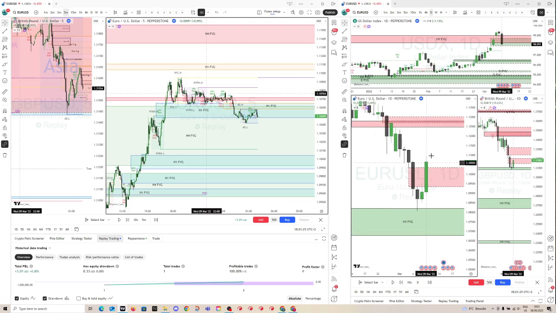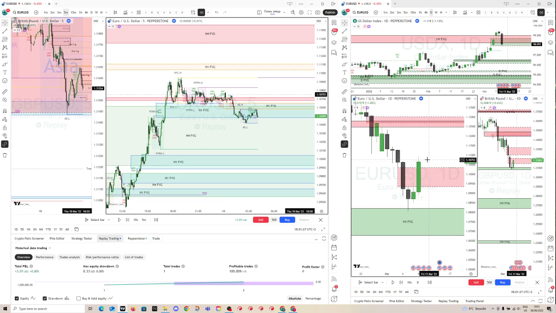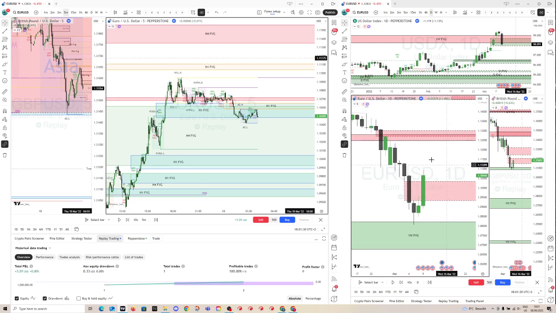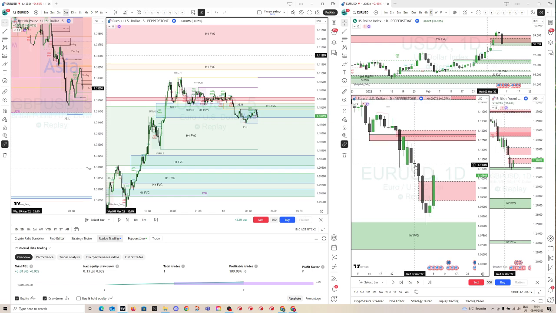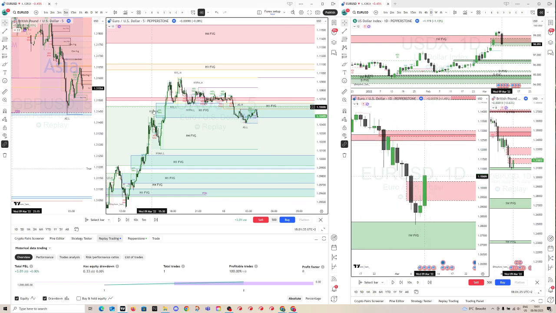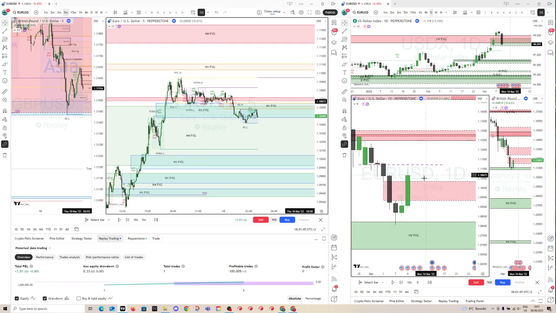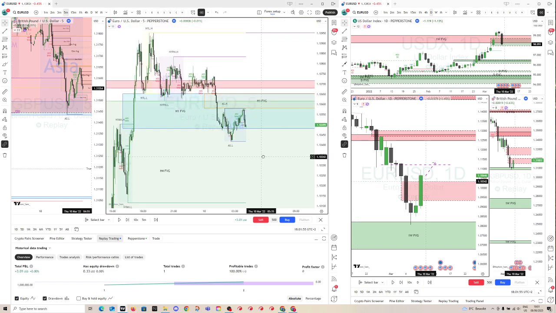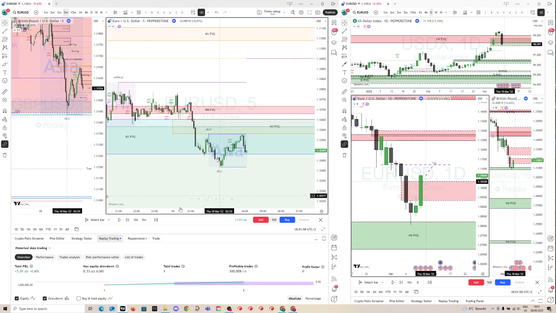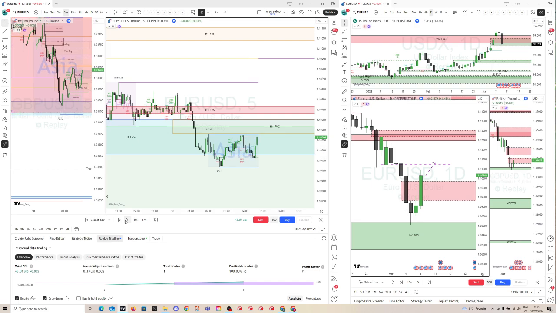So a huge bullish daily candle, which to me is a reason to believe that it's going to continue higher. So the next draw on liquidity would be somewhere around here. And so I'll be looking for a bullish trade like that, and see if it happens. So we're going to move to the left side of the screen again and see what happens after the Asian session.